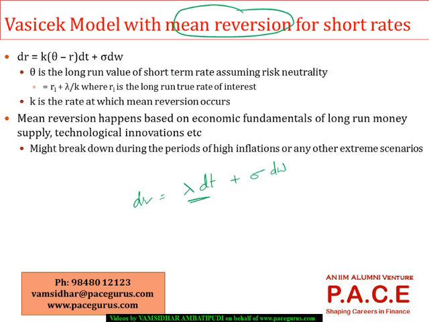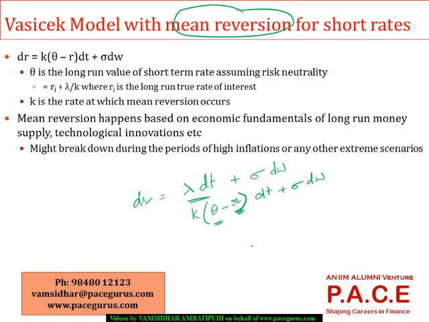And what they have said is, instead of a constant lambda or different lambdas coming based on the arbitrage free approach, rather than that, we are saying we'll use this kind of a model for the drift, k into theta minus r. And what they are simply talking about is, because of the mean reversion, the short term interest rate, let's assume that this is the current short term interest rate and this is the long run short term interest rate. In the longer term, the short term interest rate probably is going to be this.